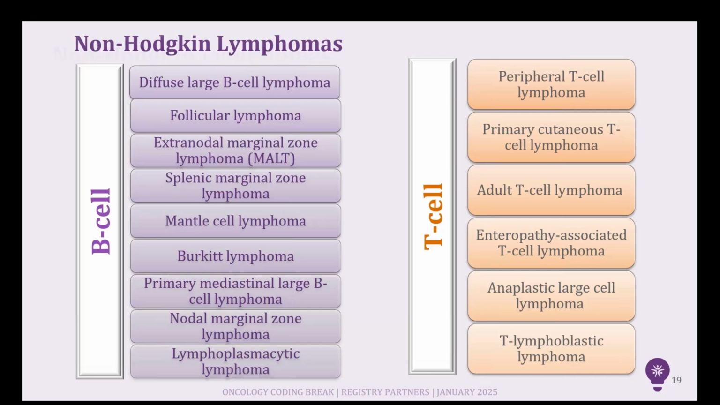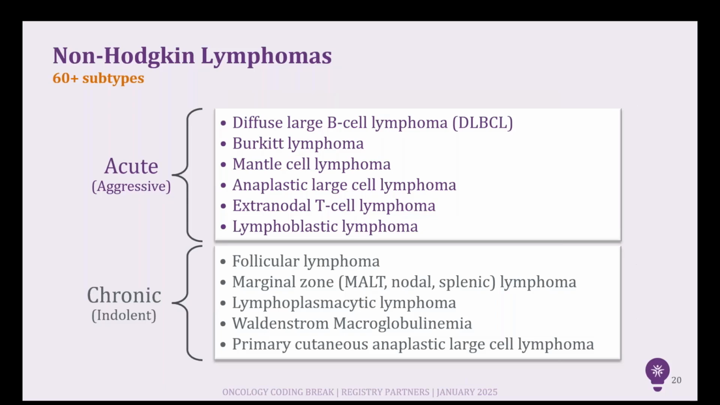So acute lymphomas are aggressive, growing and spreading quickly, and they often require immediate treatment. Despite having a shorter natural history, many patients can be cured with intensive chemo regimens. So examples of acute lymphomas are listed here. On the other hand, chronic lymphomas are indolent, growing and spreading more slowly. These types typically have a good prognosis with a longer median survival. And here are some examples.